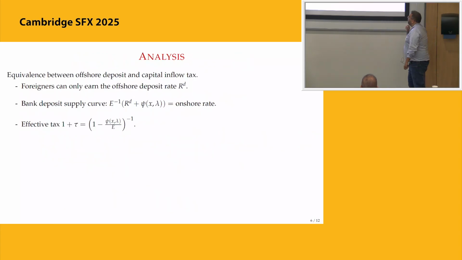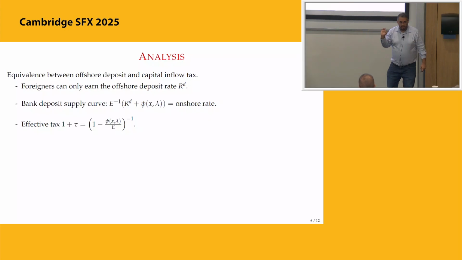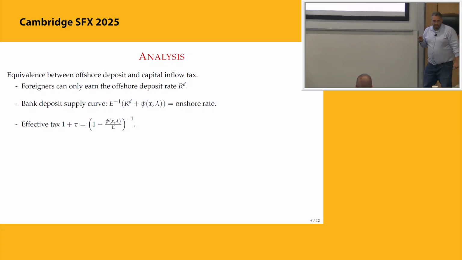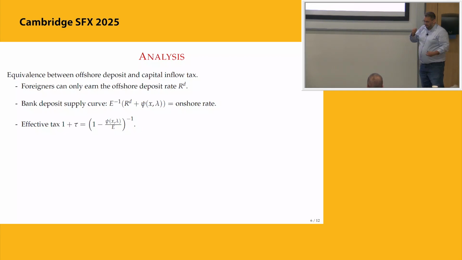First point, there's an equivalence between this combination of capital controls and the presence of offshore money and a capital inflow tax. And the tax is quite straightforward. Foreigners can only actually earn the offshore rate. They can't invest onshore. And that offshore rate is RD. When banks supply the offshore money, they have to factor in the fact they're paying this liquidity cost, so they set the offshore rate RD.